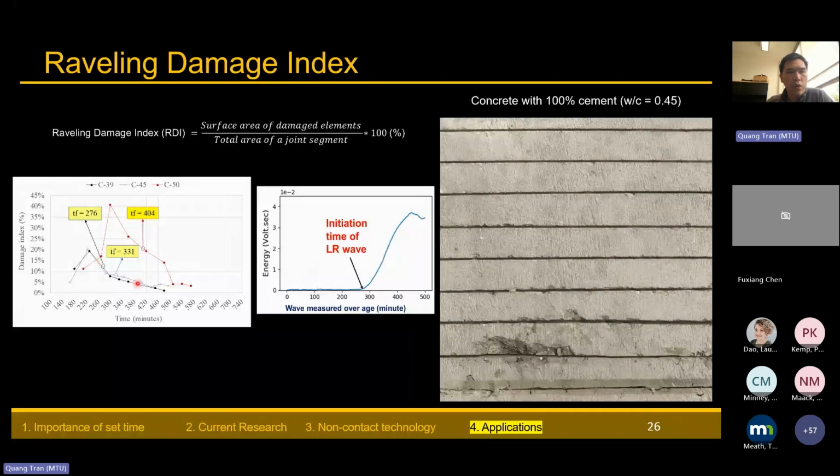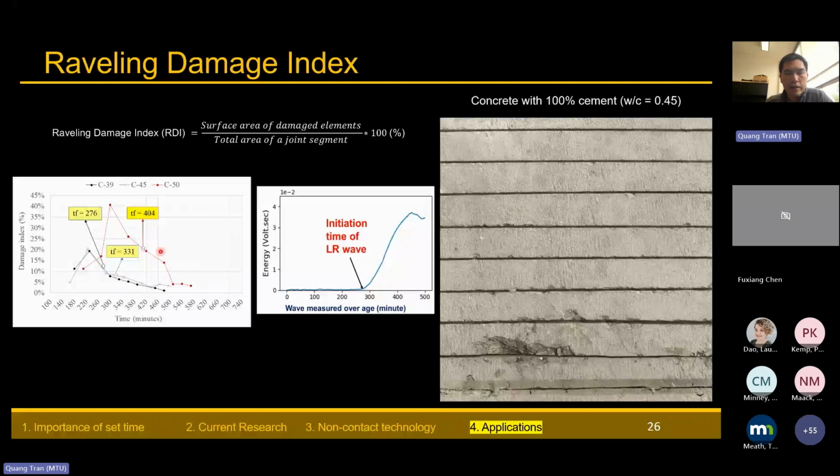And then you can see, one point I want to point out here is that the yellow box here is the set time of each mixture. And most of them show that if we do the saw cutting before the set time, we have a chance to create the maximum raveling damage to the pavement. And that happened for all the mixtures that I observed here. And another, why do we have to do the saw cutting after the set time?